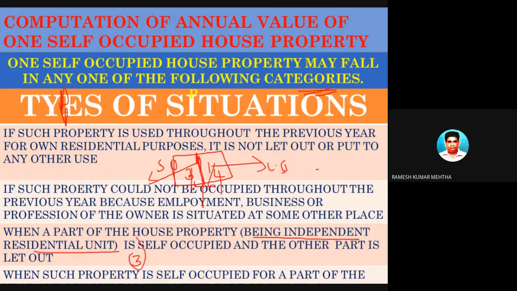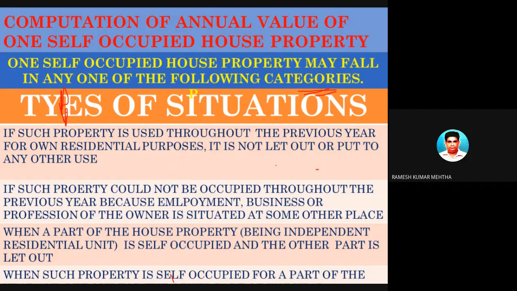And in all these circumstances, one, two, three, and four, you have to find out the gross annual value, and finally you have to find out the income from house property given the situations. Now, number four: when such a house property is self-occupied for part of the year and for the remaining part of the year it has been let out to a third party on rental purpose. So this is a different situation from situations one, two, and three.